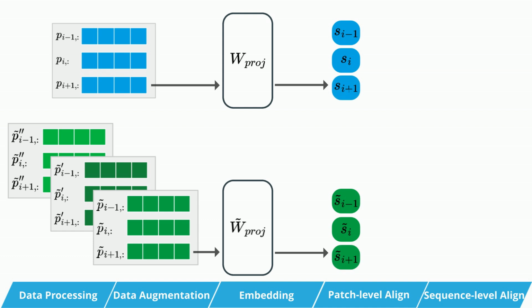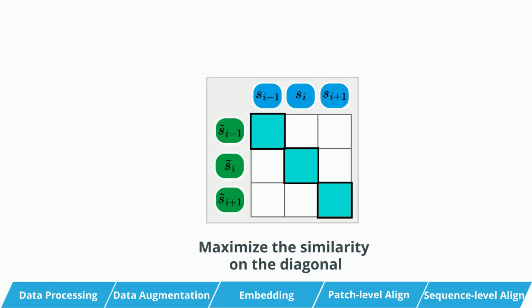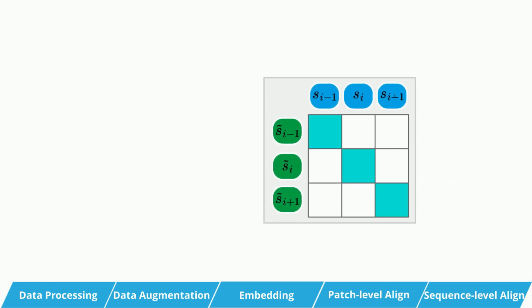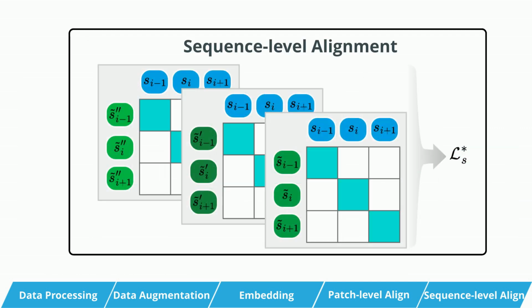Following the common practice in CLIP, we adopt a similarity matrix to optimize this objective. That is, to maximize the similarity on the diagonal. Likewise, we carry out the same alignment process between EEG and augmented EXG data. This is called sequence-level alignment in our method.